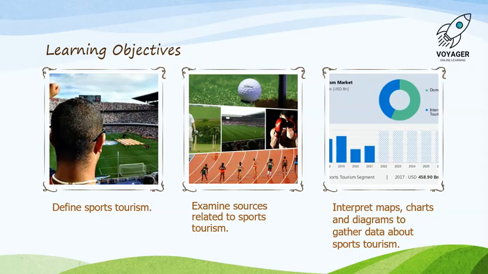Let's take a look at our learning objectives for our lesson today. Firstly, to define sports tourism, to examine sources related to sports tourism, and to interpret maps, charts, and diagrams to gather data about sports tourism.